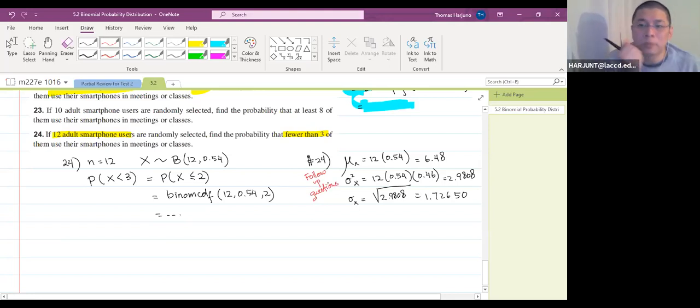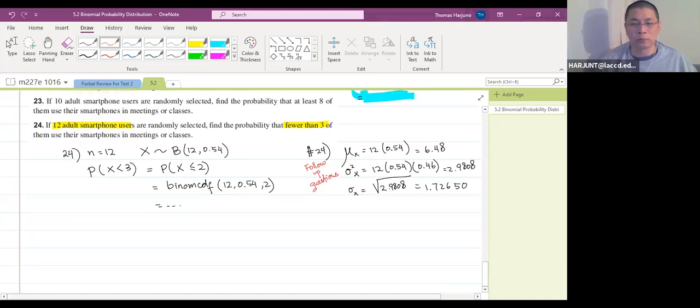Okay, now from here we are actually ready to do problems from our textbook. At least I did one example already. Let me see. Number 20, maybe I use number 28. Number 28.